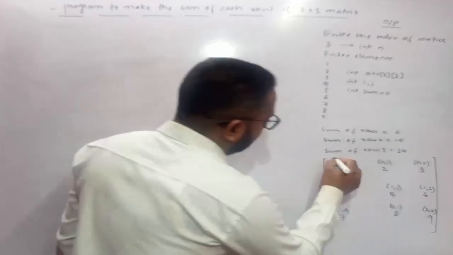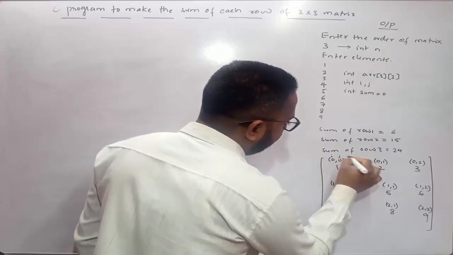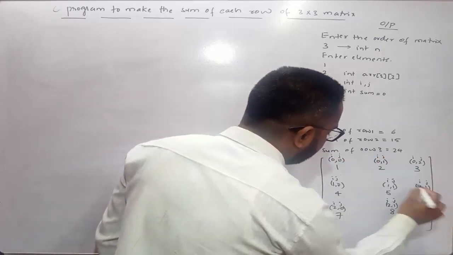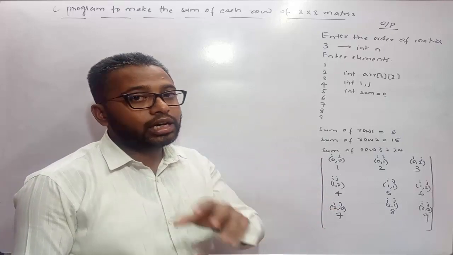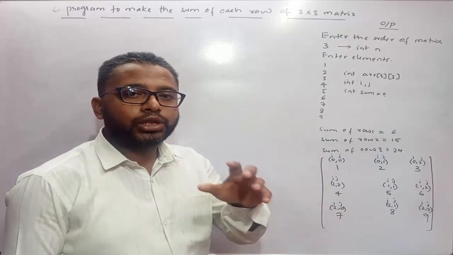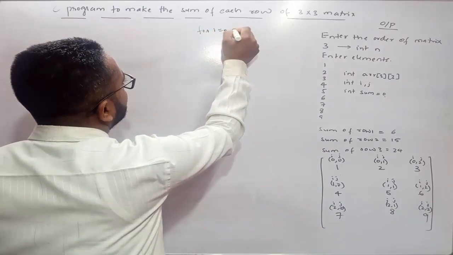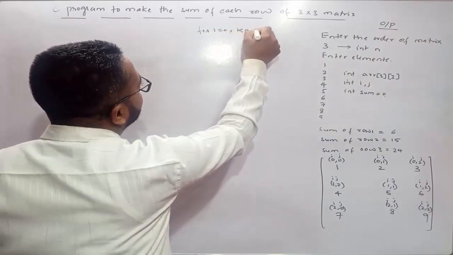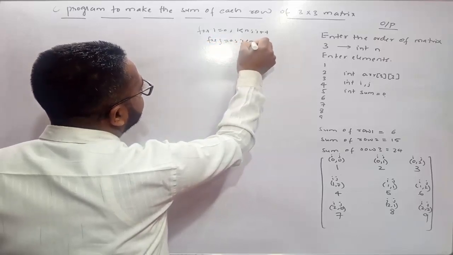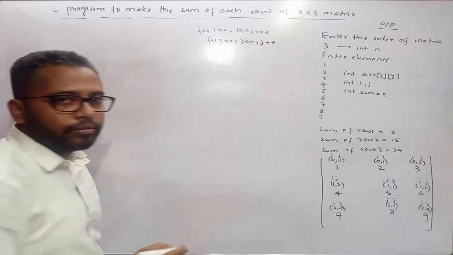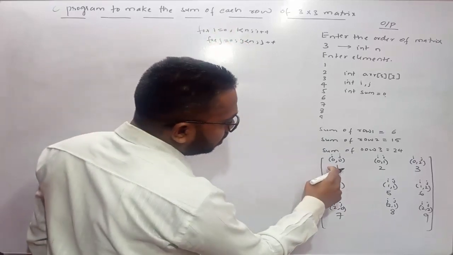First, suppose this value at index 0 is i, and this one is j, so i, j. How can we add the elements of every row of a matrix and display the sum individually? To get this output, we should use 2 for loops. First is the i loop, which starts from 0 to n, i plus plus, and then the second loop is j, which starts from 0 till n, j plus plus.